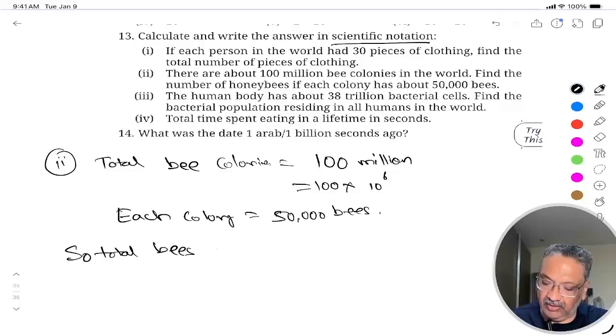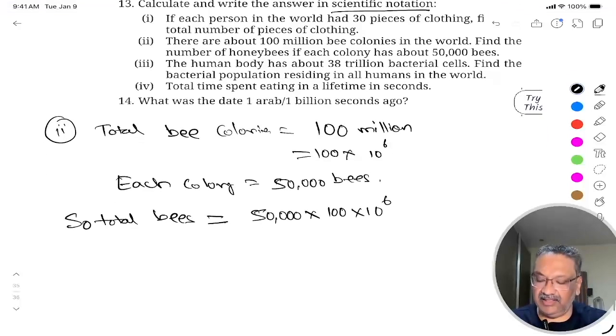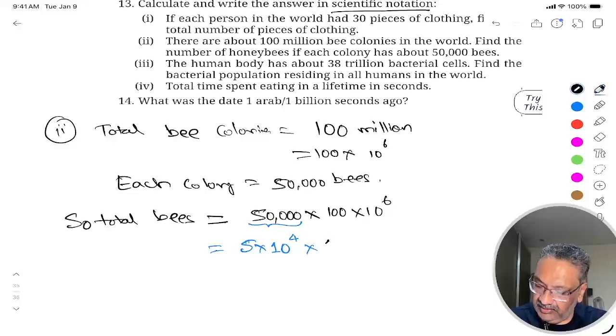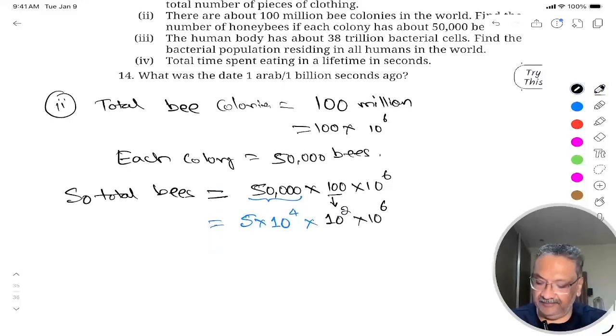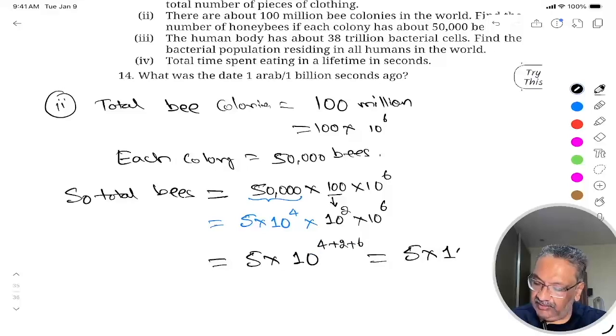ಸೊ ಟೋಟಲ್ ಬೀಸ್ ಇಂದ ಆಲ್ ದ ಕಾಲೋನೀಸ್ ಈಸ್ ಈಕ್ವಲ್ ಟು 50,000 ಇಂಟು 100 ಇಂಟು 10 to the power of 6. ಇದನ್ನ ಸೈಂಟಿಫಿಕ್ ನೋಟೇಷನ್ನಲ್ಲಿ ಬರೀಬೇಕು. ಸೊ 50,000 ಏನಾಗುತ್ತೆ? ಸೈಂಟಿಫಿಕ್ ನೋಟೇಷನ್ ಆಫ್ 50,000 ಈಸ್ 5 into 10 to the power of 4, there are 4 zeros. 100 ಏನಂತ ಬರಿಬೋದು? 10 to the power of 2. This will be 10 to the power of 2 into 10 to the power of 6. So this is nothing but 5 into 10 to the power of 4 plus 2 plus 6 is equal to 5 into 10 to the power of 12. This is the answer. Okay.